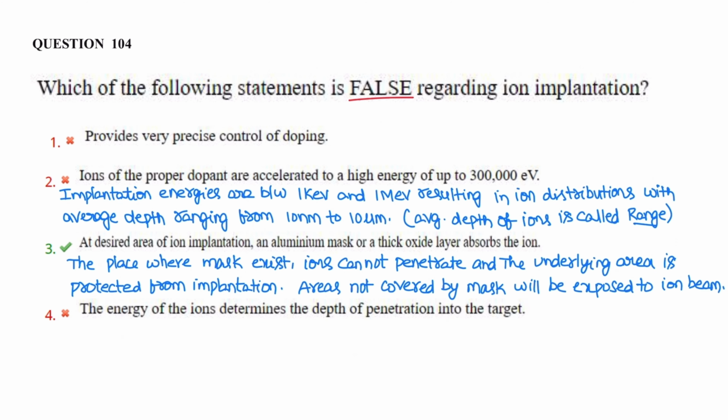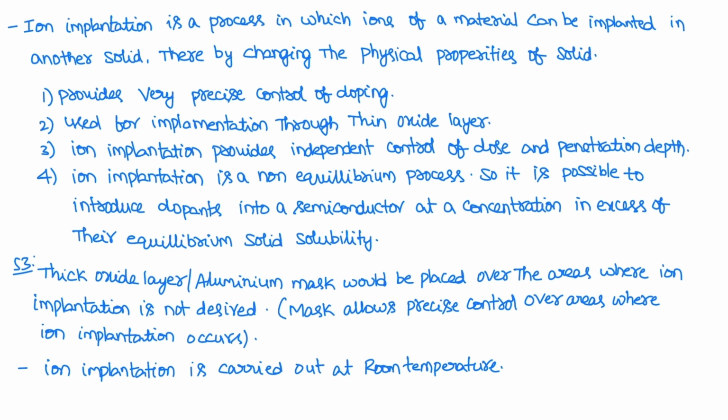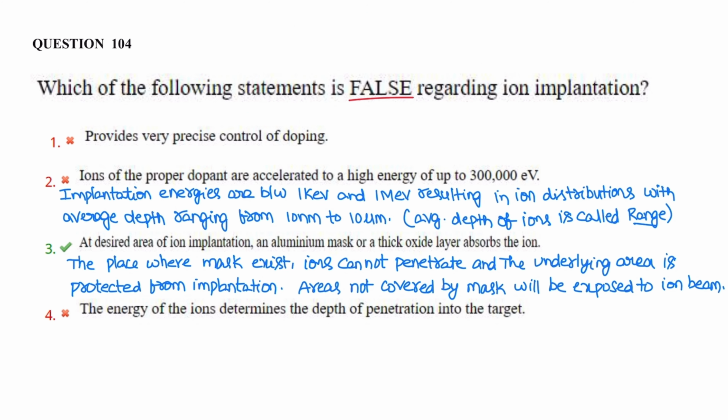Option 1. Next question. Which of the following statements is false regarding ion implantation? Let us see the definition of ion implantation. Ion implantation is a process in which ions of a material are implanted into another solid, thereby changing the physical properties of the solid. Ion implantation provides very precise control of doping. This statement is correct. In the question they have asked for the false statement.